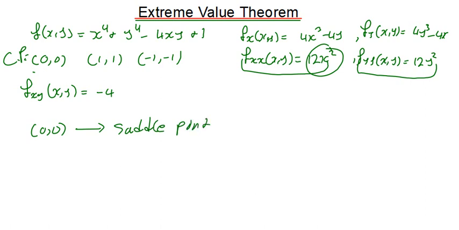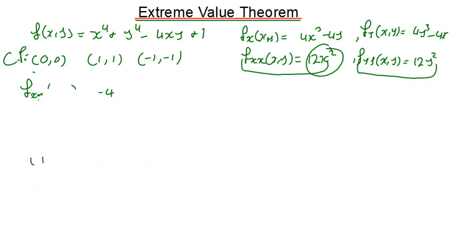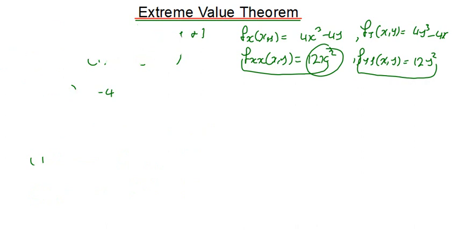Saddle point. So at 1 comma 1, we have what? So I'll say this is relative min. Relative min at negative 1 comma negative 1, we have what? Relative max. Okay, so it's very important that we keep this information very close to us, like how we come up with those. So let's try to look at another example to try to make sense out of what we are saying right here.